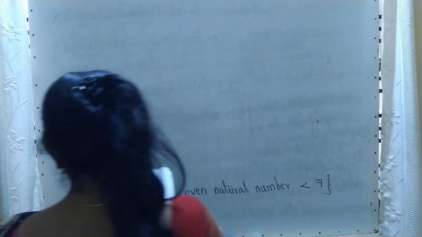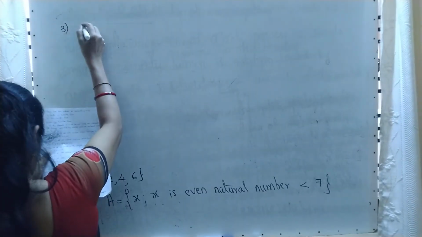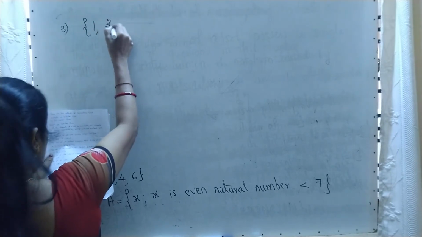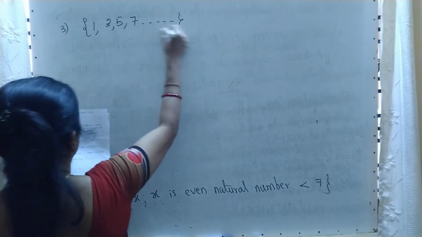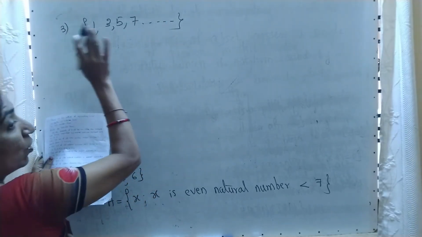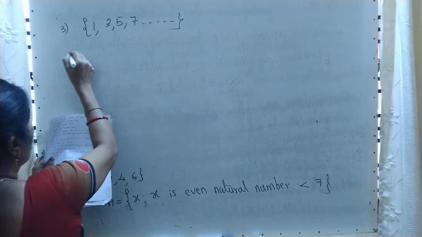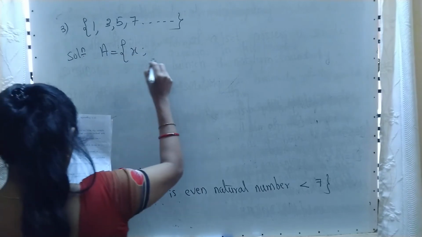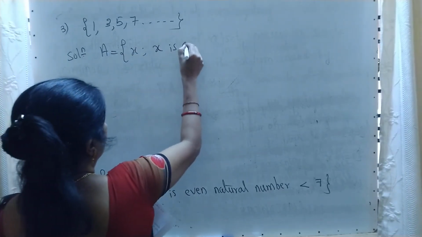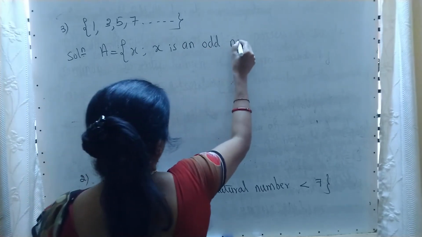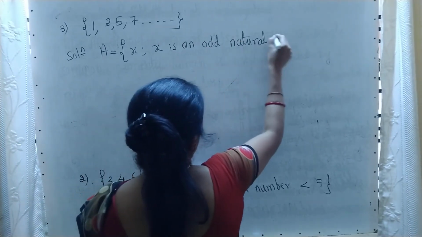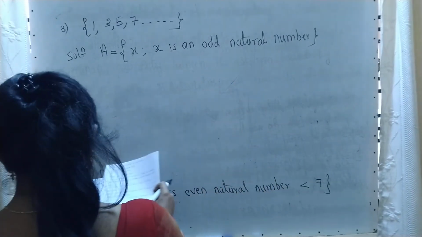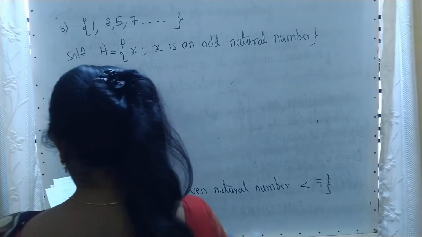Moving to the next example. 1, 3, 5, 7 and so on. See, by seeing that only you can say that they are odd numbers. Write down the solution. Let us call it a set A: X such that X is an odd natural number. Odd natural number. Understood? Like this we are making a rule. Moving to the next one.